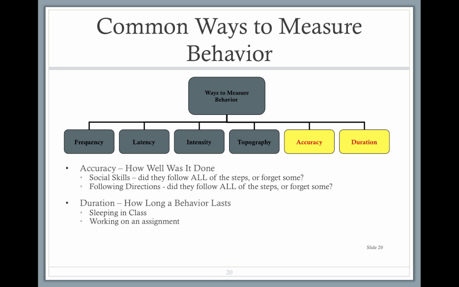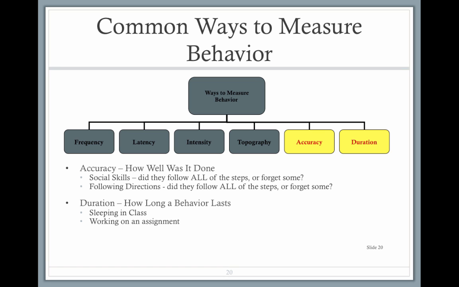Another behavior that can be measured using accuracy is following directions. Was the student able to follow all three directions when given a task? Or did they forget one or more of the directions? Additionally, how accurate a student is with these sorts of tasks can provide ideas when designing interventions to increase a student's accuracy. The last way to measure behavior is duration.